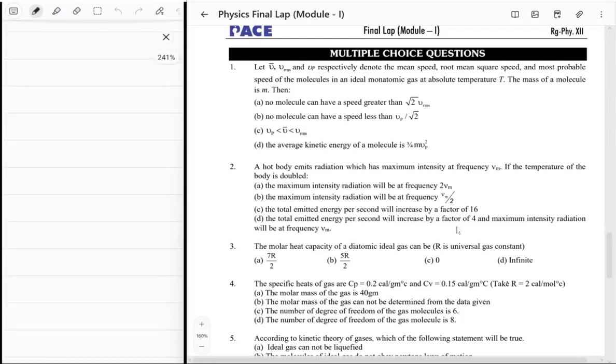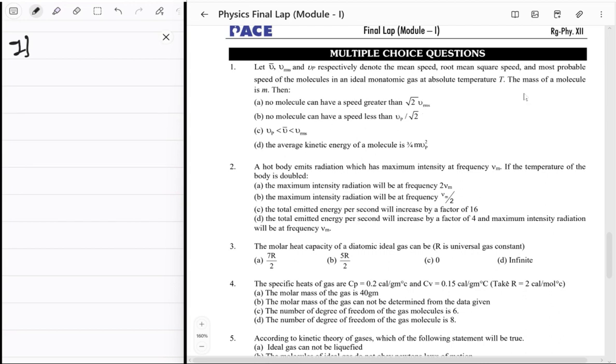Multiple choice questions. First question. V bar, VRMS bar, speed, you know the mean speed, root mean square speed, and most probable speed. Okay, whatever, absolute temperature. So the mass of molecule is m, then no molecule can have speed greater than square root of 2 times VRMS.